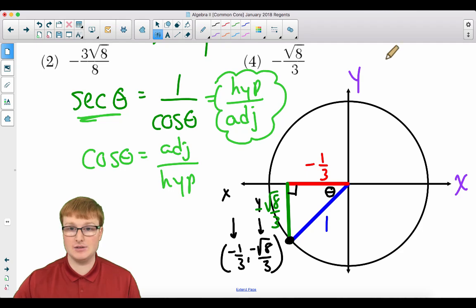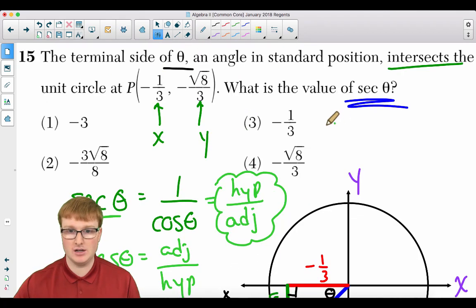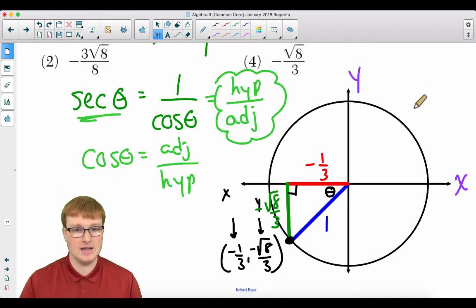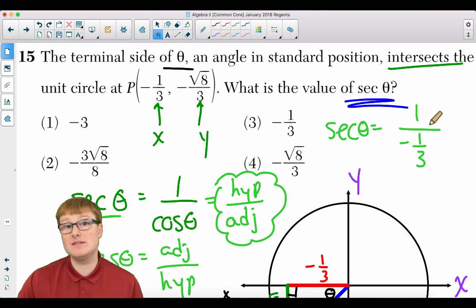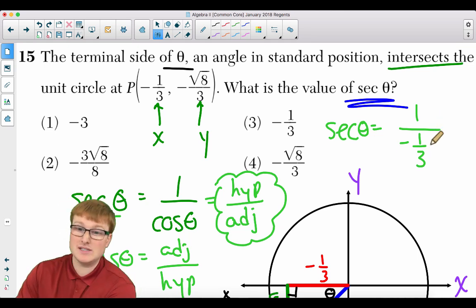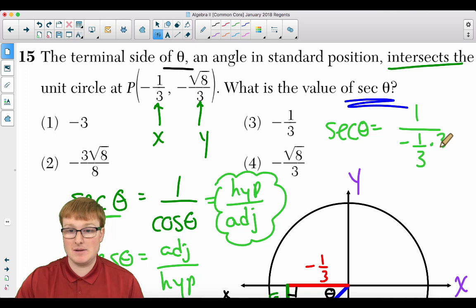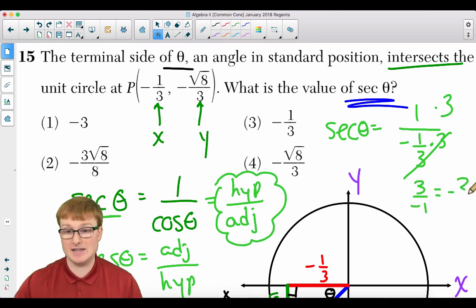So the hypotenuse is 1. So far, your secant of theta is your hypotenuse, which is 1, divided by the adjacent side of theta. Now, the adjacent side of theta is negative 1/3. So that's just going to be negative 1 over 3. Now, how do we put this into a form that we like? Well, this is an LCD. Multiply by 3 on both the top and the bottom. That just cancels. And we get 3 divided by negative 1, which is just the same thing as negative 3.